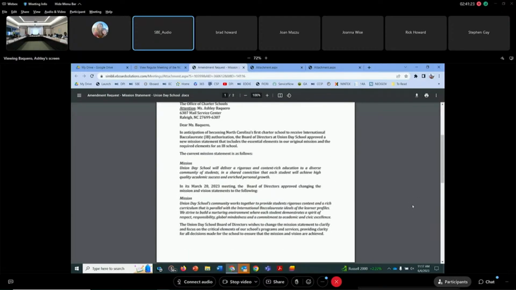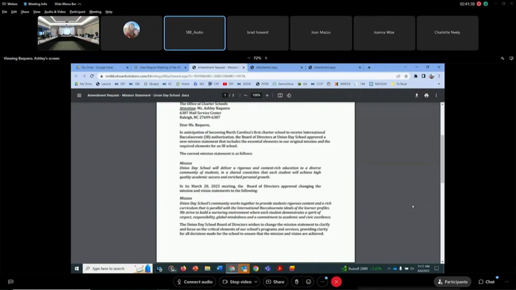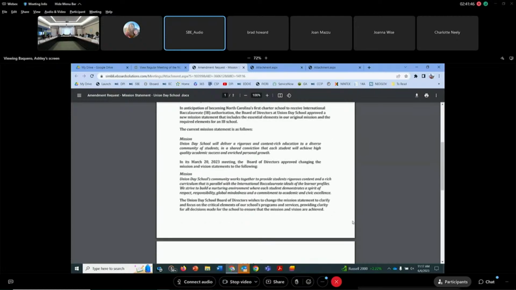Union Day School is a public charter school in Union County, and they've been operating since 2016. Currently, they serve approximately 528 students in grades K-9. Union Day School is North Carolina's first charter school to receive International Baccalaureate authorization. They're super proud of that. The Union Day School Board of Directors is requesting approval of a new mission statement that includes essential elements of the original mission and the required elements from the IB program. This also provides more clarity and focus on critical elements of the school's program and services, and allows them to have clarity when making decisions related to their mission and vision.